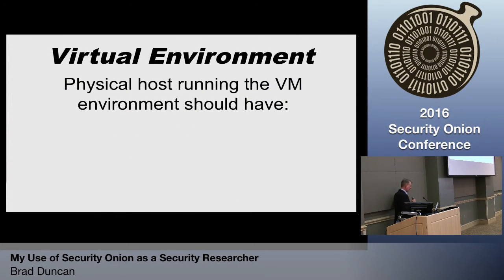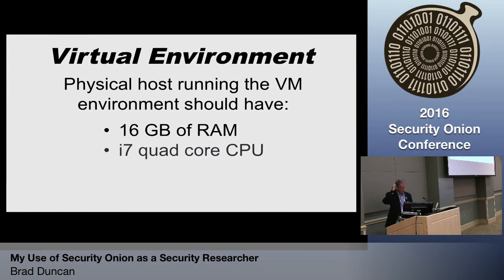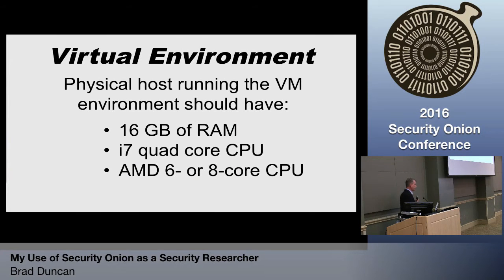So when I'm running a VM environment, the physical host that I'm running the VM in should have, these are the recommendations that I make. You could probably get away with a little less, but this is what I would recommend. 16 gigs of RAM. For your CPU, a quad-core i7, anything with hyper-threading, so you've got eight cores, so to speak. Some laptops have an i7 that's actually a dual core. Stay away from that. Or if you're going the AMD route, 6 or 8 cores. And then finally, my recommendation is a 500 gig SSD. You can get away with 250, but eventually you'll run up against some constraints if you're doing anything else on the computer. And you can use a regular hard drive as opposed to solid state, but that's much, much, much slower.